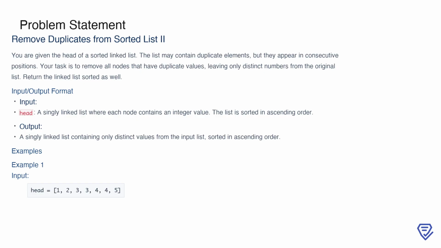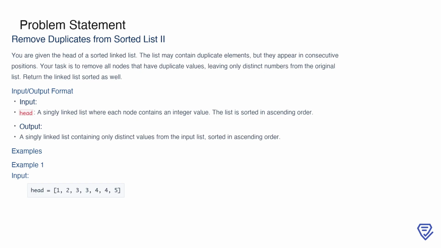In this problem, you're given the head of a sorted linked list. The key point is that while the list is sorted, it may contain duplicate values, and these duplicates always appear in consecutive positions. Your task is to remove all nodes that have duplicate values, so the final list only contains values that are distinct in the original list. The result should also remain sorted.